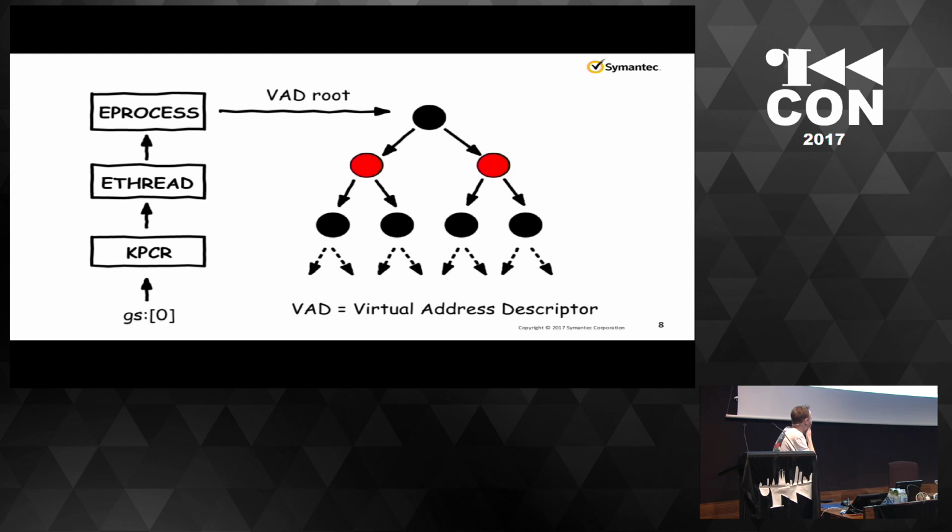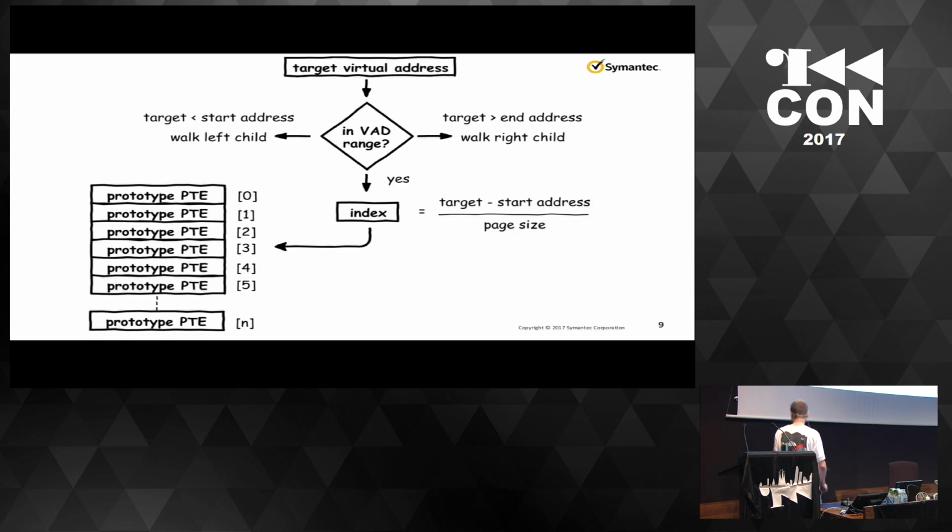So, what does this mean? This tree describes all of the virtual addresses belonging to a certain process. Think of a node in this tree as a DLL that has been loaded. It's quite often what it is. So what we need to do is traverse this tree with our target virtual address, and you just walk left or right depending on whether it's too low or too high. Hopefully you find a match.